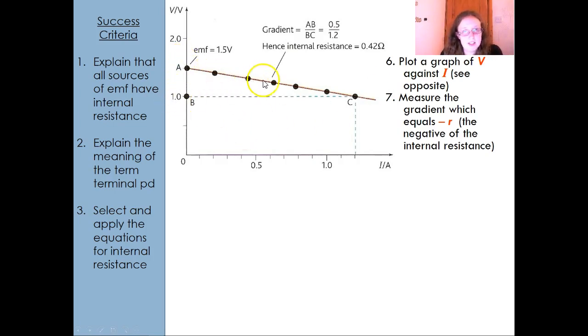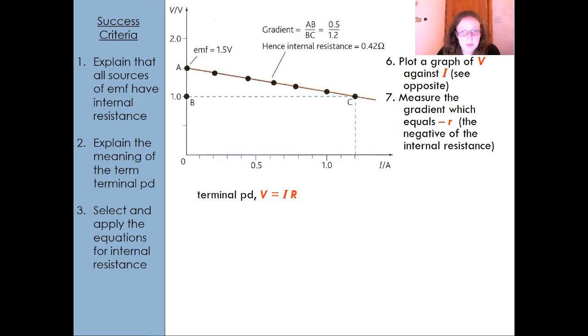So we should find that we get a negative gradient, and we should have a non-zero intercept. So if you measure the gradient, that will be equal to minus R. So it's the negative of the internal resistance, and the EMF of the power supply is your y-intercept. So this is quite a nice one for the exam board, because they can make you get something from both the intercept and the gradient. So it is very much worth knowing that you have this in your head.